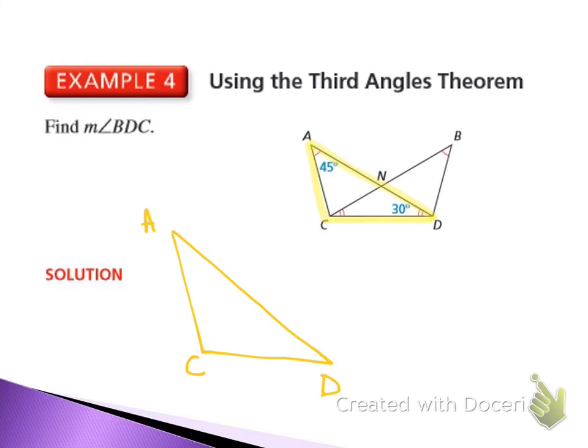You'll want to take any information at each angle. At angle A, there's an arc and there's a 45. So there's an arc and there's a 45.